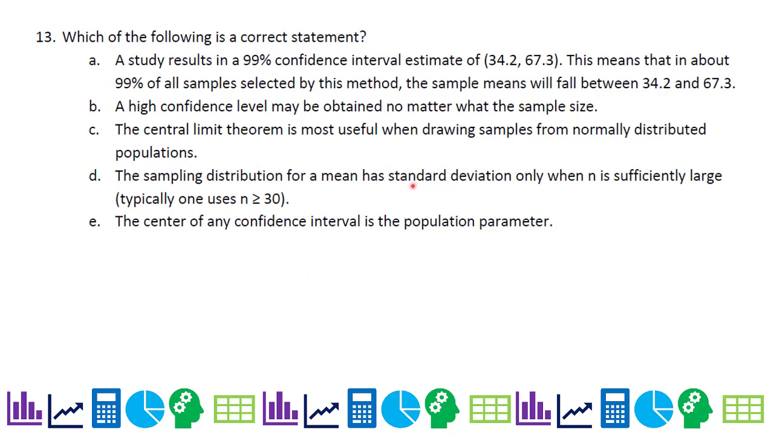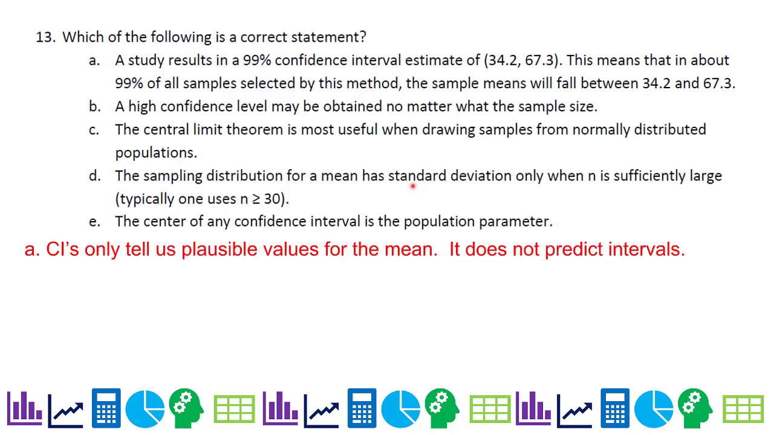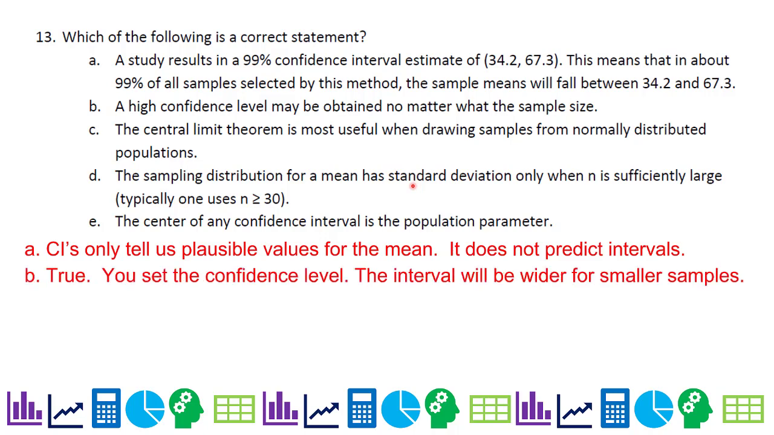Number 13, which of the following is a correct statement? A study results in a 99% confidence interval estimate of 34.2 to 67.3. This means that in about 99% of all samples selected by this method, the sample means will fall between 34.2 and 67.3. Confidence intervals only tell us plausible values for the mean. It doesn't predict what other intervals will be, okay? So A is incorrect.